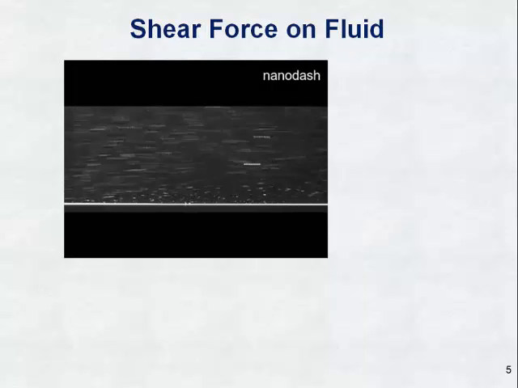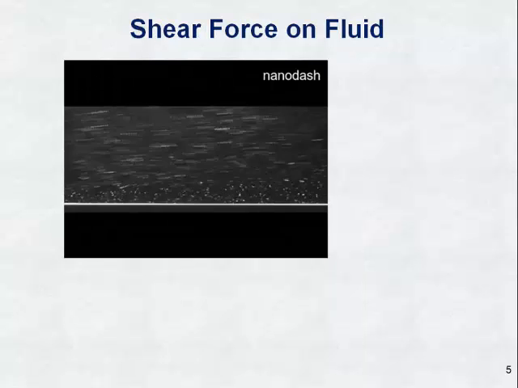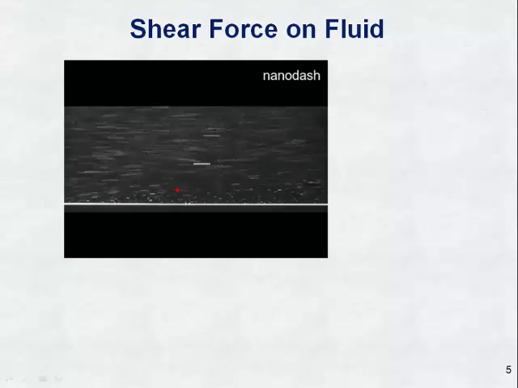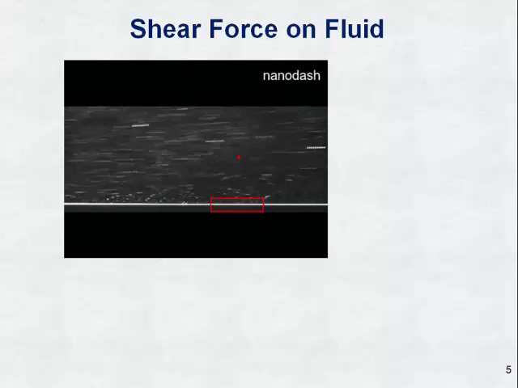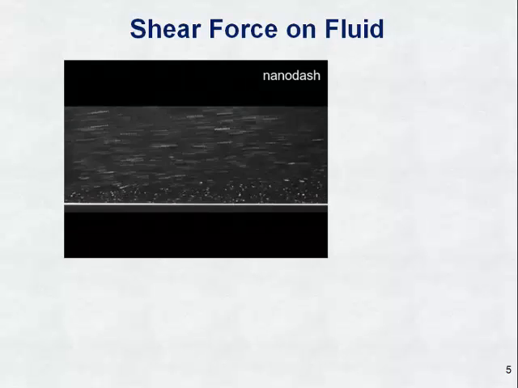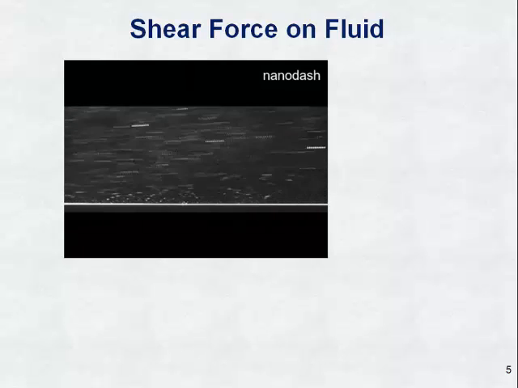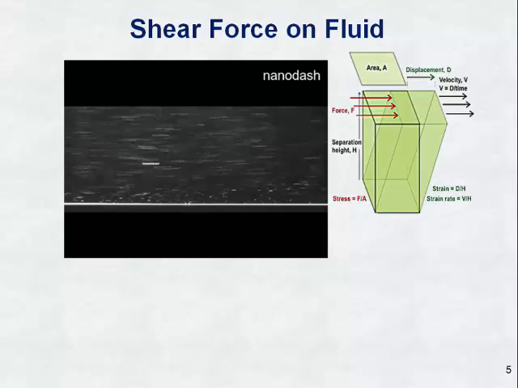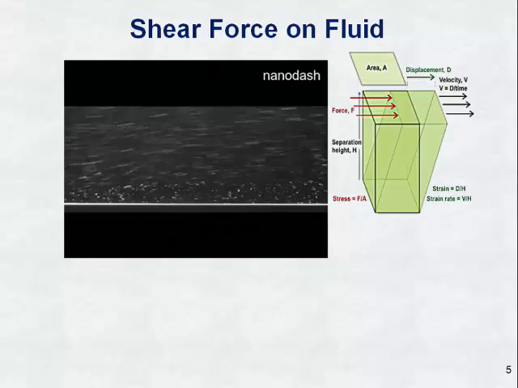Next we are going to see shear force on fluid. Look at the bottom and top layer of the fluid flow. Look at the bottom layer. Here the viscosity is low. At the top layer the viscosity is high. Technically we say the bottom layer is the no slip condition, and the top layer is the free stream velocity. Look at the second image. At the bottom layer there is high restriction, that means high viscosity, so there is no flow.